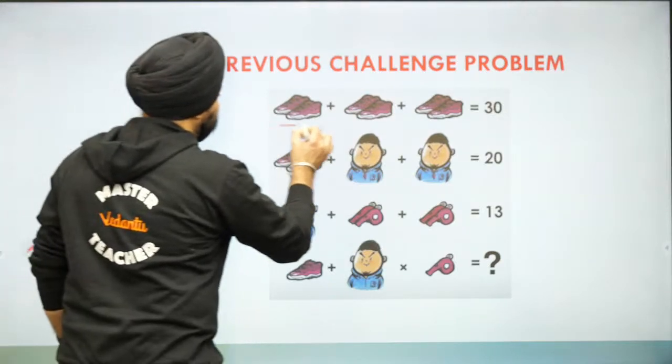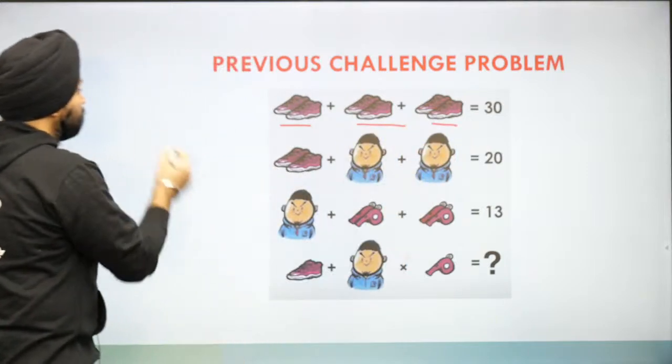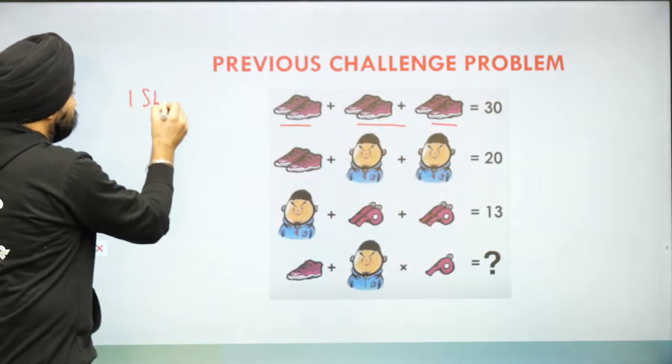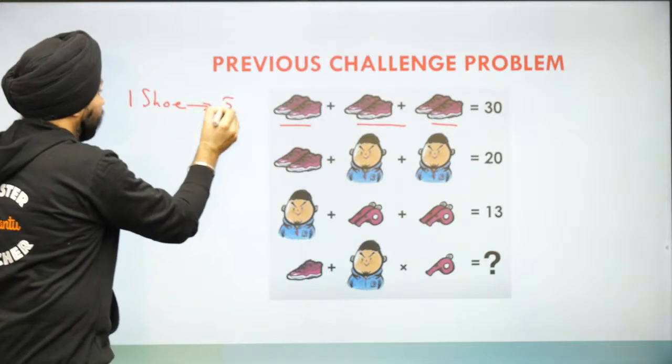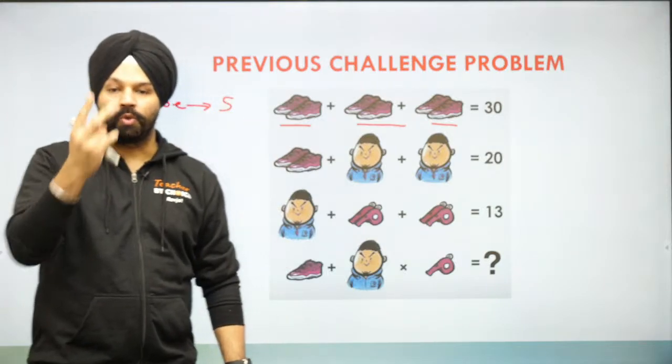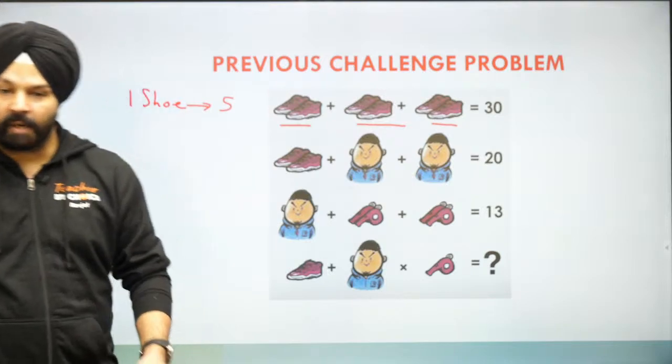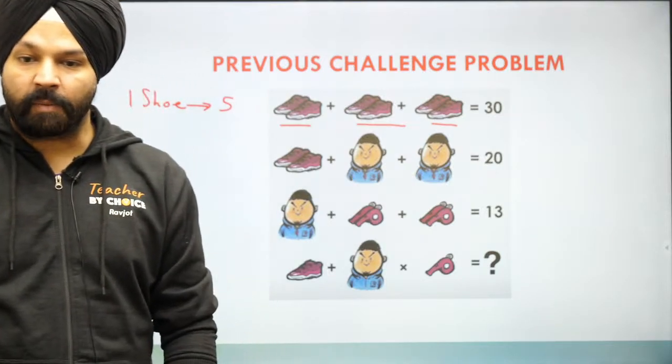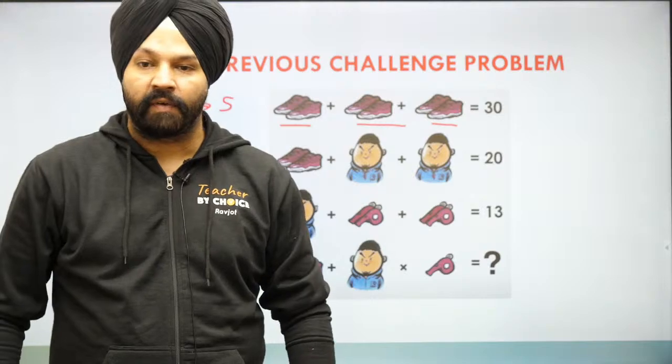You can see 3 pairs of shoes. So if I talk of 1 shoe, it is 5, because every pair has got 2 shoes. Every pair has got 2 shoes. I can see people are still posting. People are posting 12. Okay, people are posting 5.